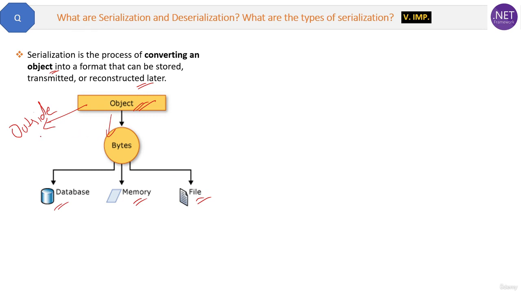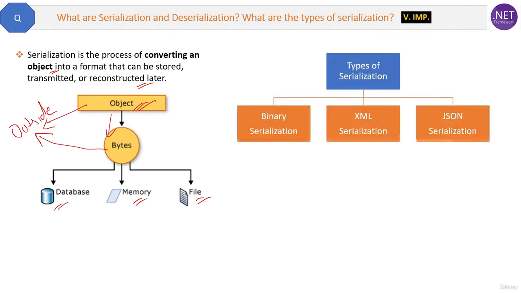Or you can also directly transfer the bytes to the other application, okay? Now we have mostly three types of serialization: binary serialization, XML serialization, and JSON serialization. Binary means converting an object to bytes. XML serialization means converting an object to XML.